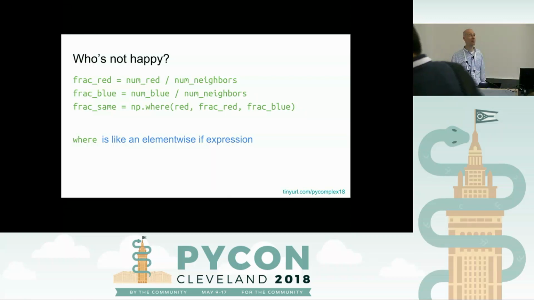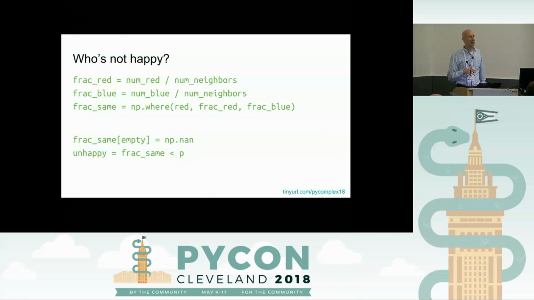Now I'm curious, how many people have used the where function from NumPy? Excellent. So this is like an element-wise if statement that says, where the agent is red, I want you to select the corresponding element from frac red. And else, must be blue, select the fraction of blue. Okay? So after that where statement, now I have an array that shows me for every agent what fraction of the neighbors are like that agent.